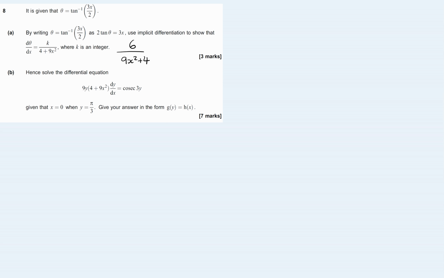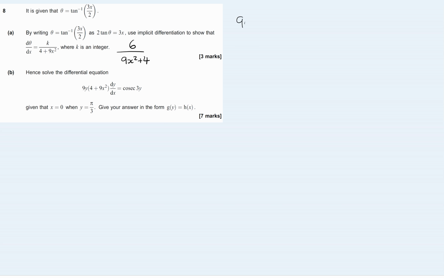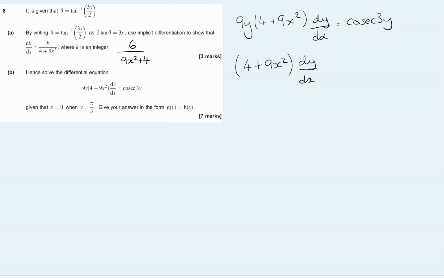So this is the separation of variables question. We've got 9y, let's just grab a pen, 9y (4 plus 9x squared) dy by dx equals cosec 3y. So let's get the y terms on one side, the x terms on the other. So divide by the 9y. And then that's going to be equal to cosec 3y over 9y. And then we want to have our dy over this side and our dx over this side.